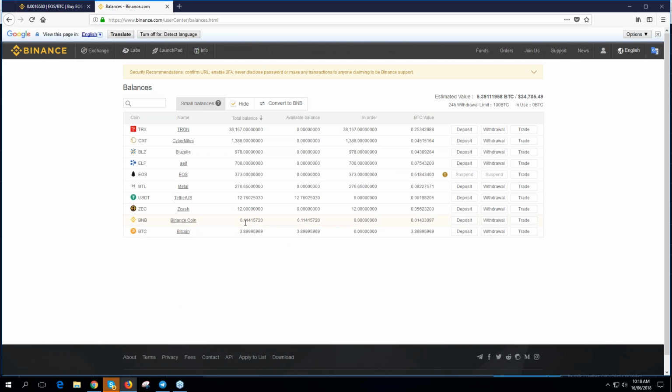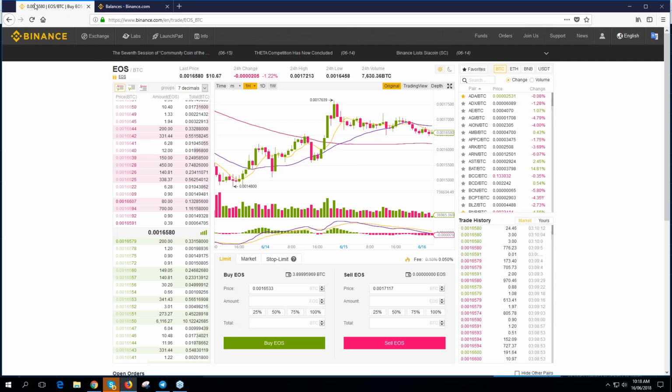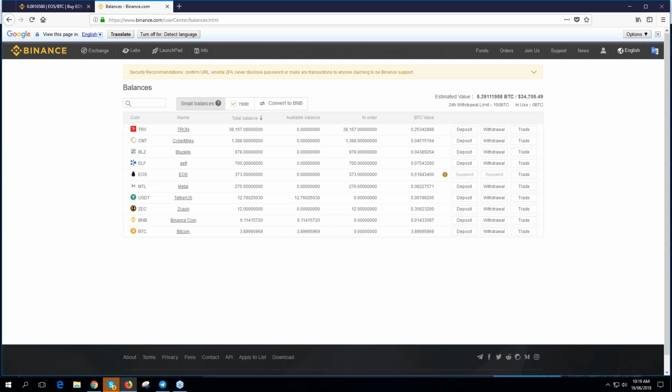I hold Binance Coin all the time. Why do I do that? Because look here. See the fee? 0.05%. It's halved if you use BNB, Binance Coin, for your fees. So always hold Binance. And Binance is a great coin to hold.